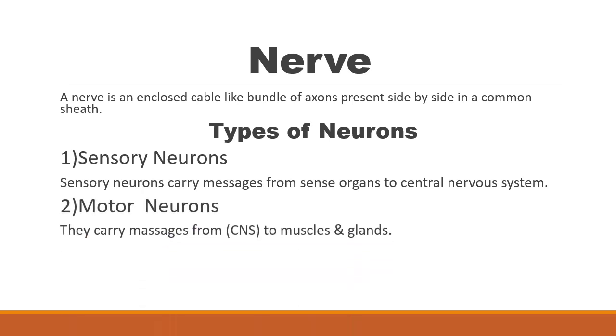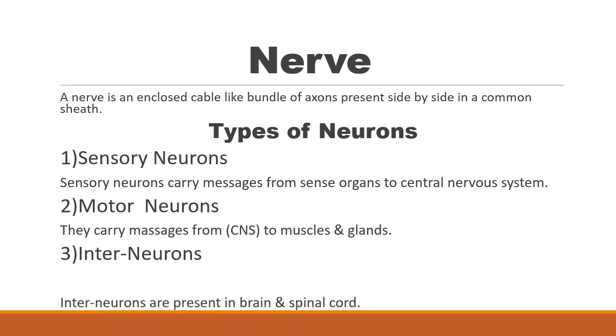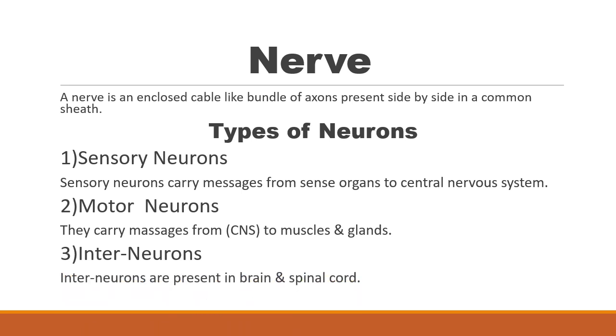Motor neurons carry messages from the central nervous system to the muscles or glands. And the last is interneurons. Interneurons are present in the brain and spinal cord.